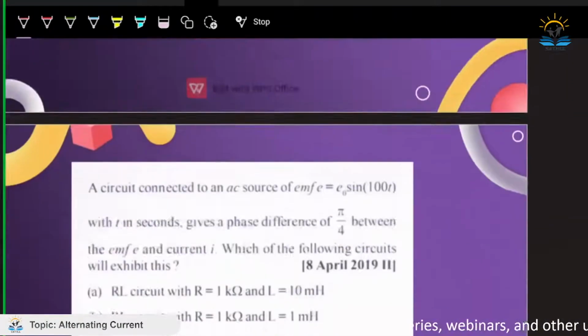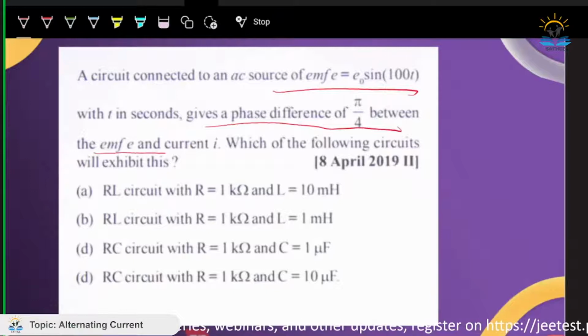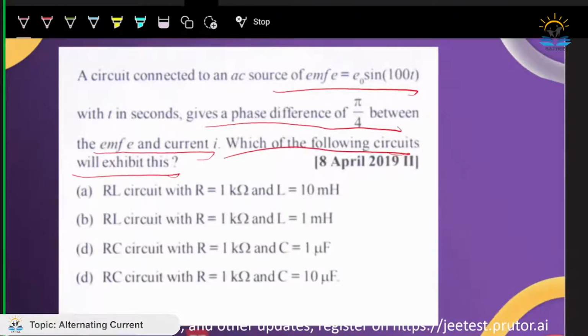Okay, this is our next question. A circuit is connected to an AC source of EMF equal to E naught sine of 100t, with t in seconds, which gives a phase difference of pi by 4 between the EMF E and current I. Which of the following circuits will exhibit this? It's given that EMF and current have a phase difference of pi by 4. We have to find out which circuit.